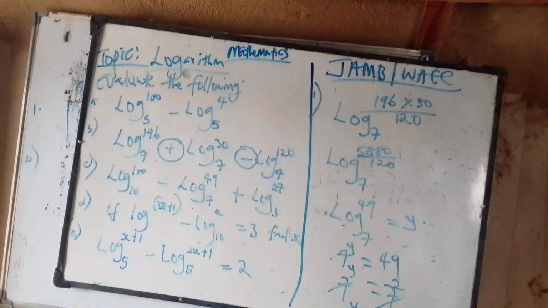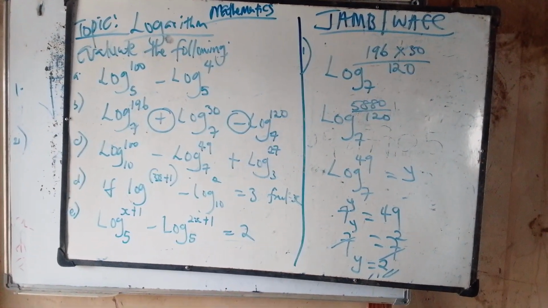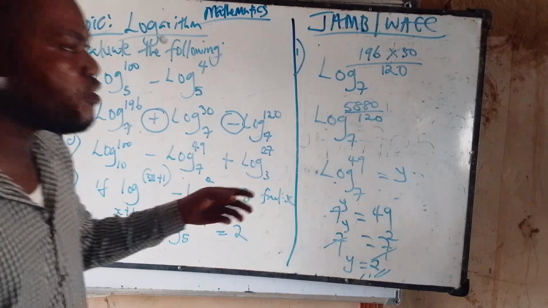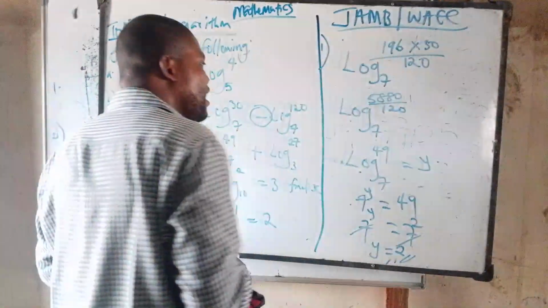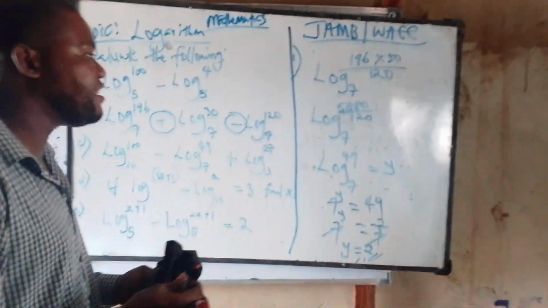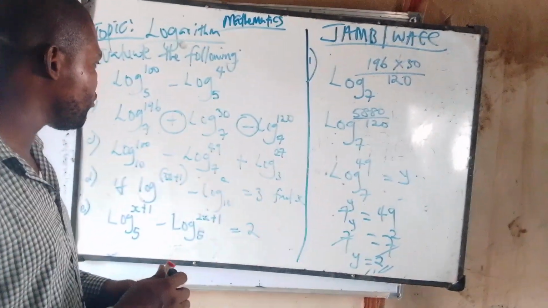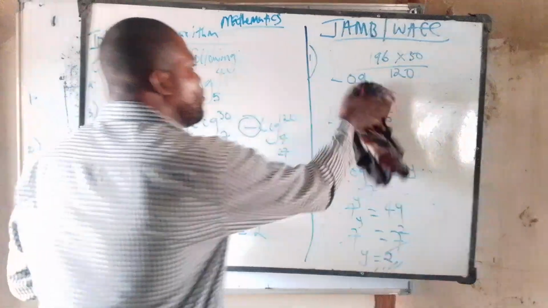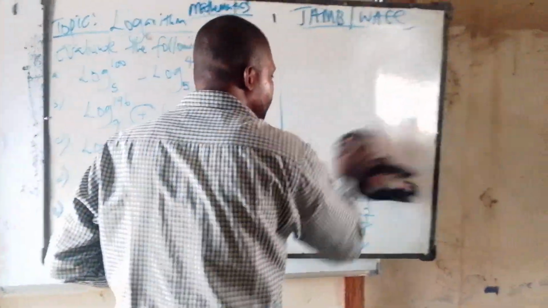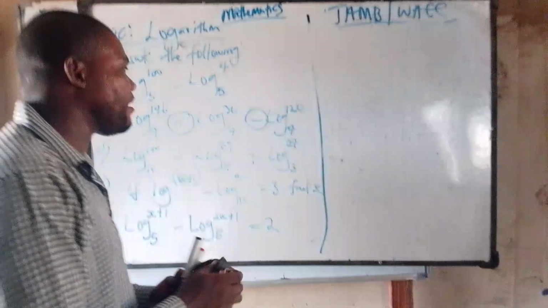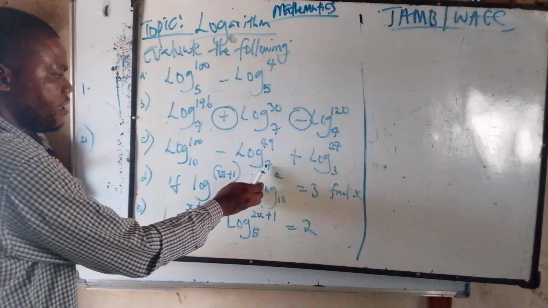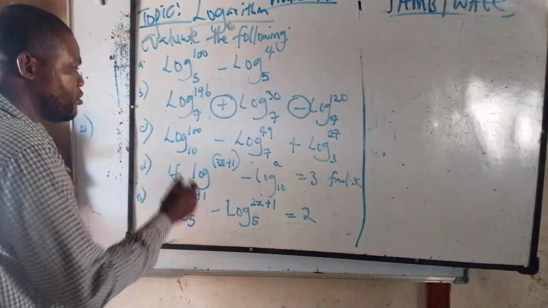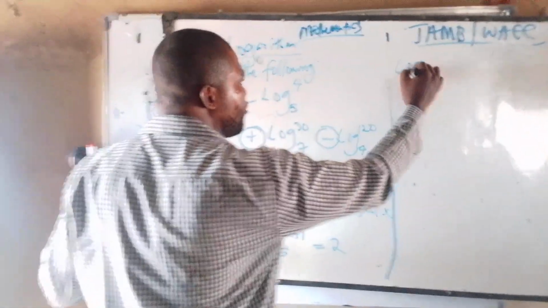I believe number 1 and number 2 have settled most of the problems you should encounter under logarithm. Look at number 3. Let's see how we can evaluate the number 3 problem. Here is log 10, here log 7, here log 3. What will I do? I will start by equating log what?